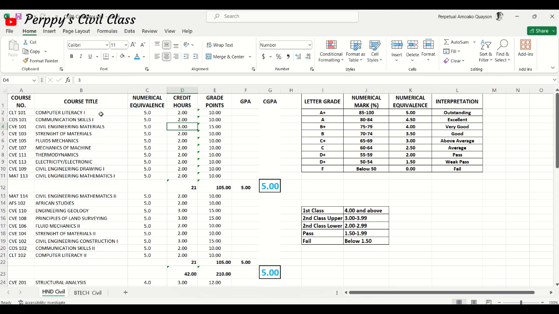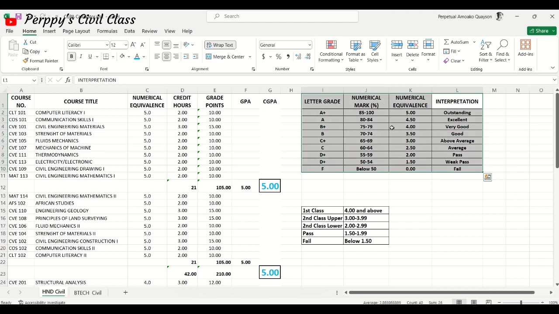If you come to level 100 first semester, these are the courses that you'll be offering: computer literacy, communication skills, civil engineering materials, strength of materials, fluid mechanics, mechanics of machines, thermodynamics, electricity and electronics, civil engineering drawing, and civil engineering mathematics. And these are the credit hours for them. I took this grade system from our student guide.